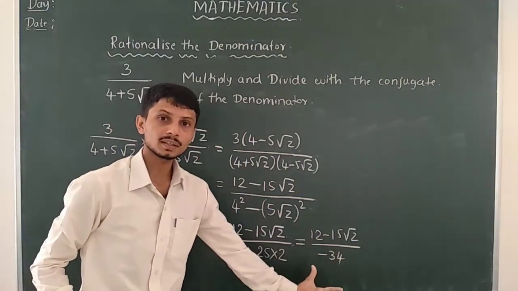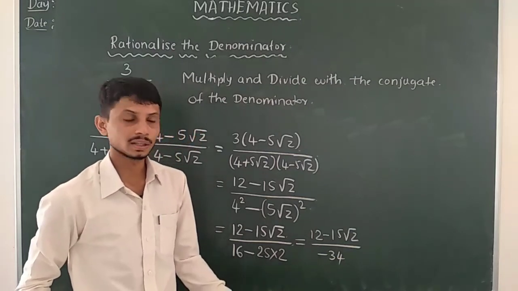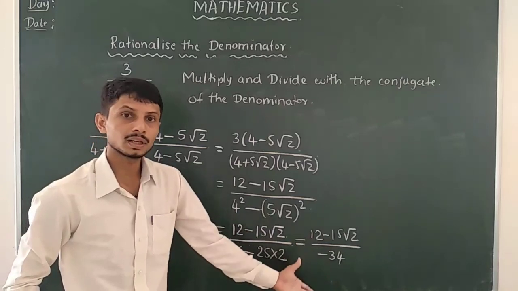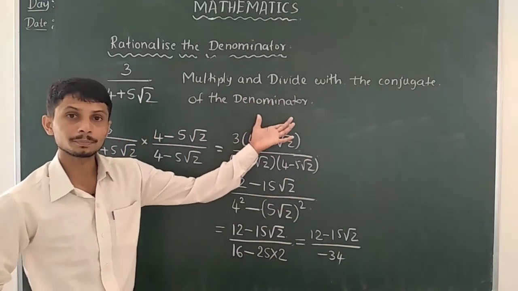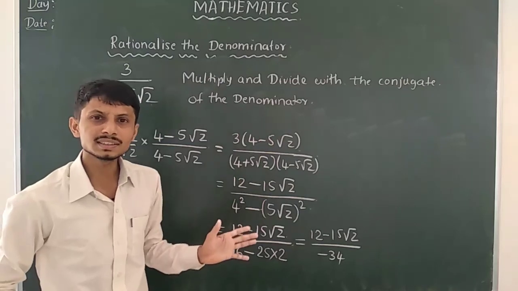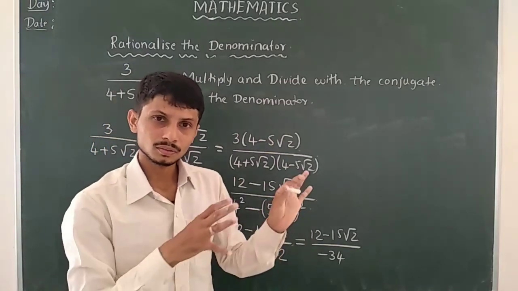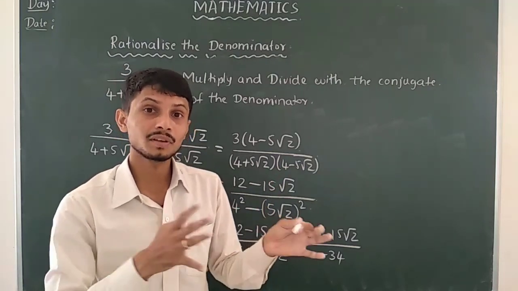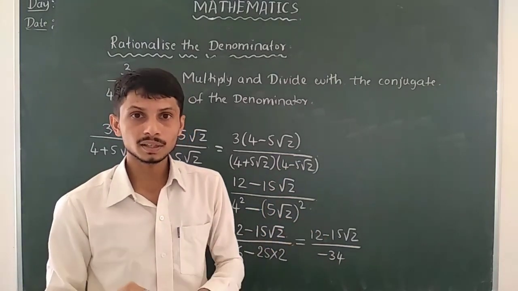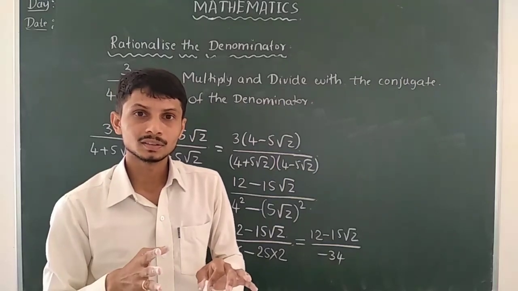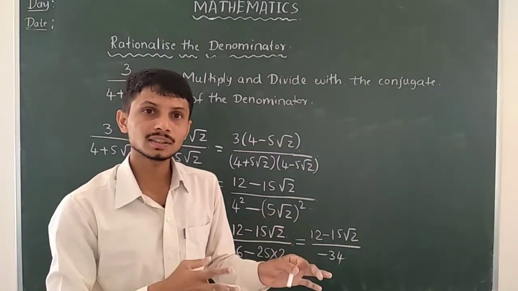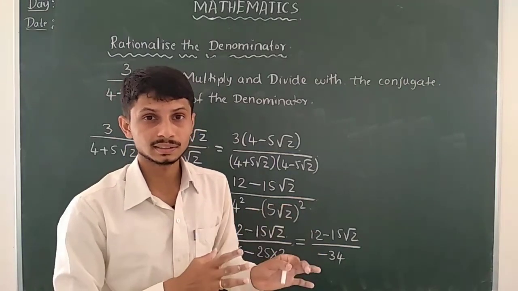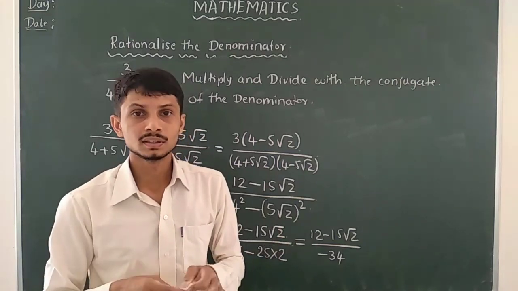After that we rationalize that denominator. The denominator part becomes minus 34 here. So we multiply and divide with the conjugate of the denominator. This is the easy part of this chapter. It looks very easy, but when we neglect some of the signs or some of the numbers, the answer is wrong and we lose marks here. So let us be aware of all the signs and the numbers here.